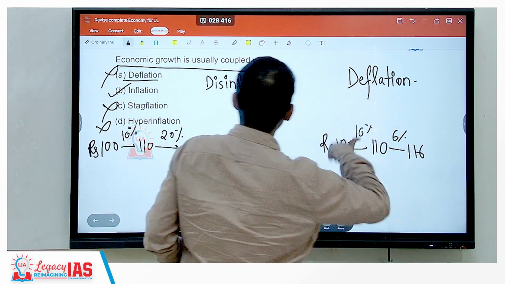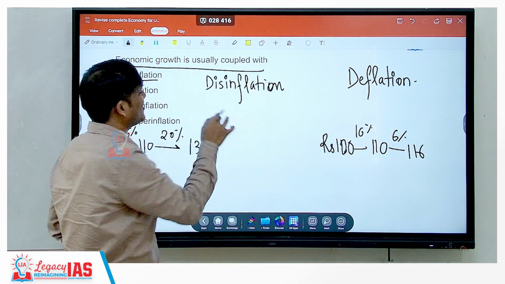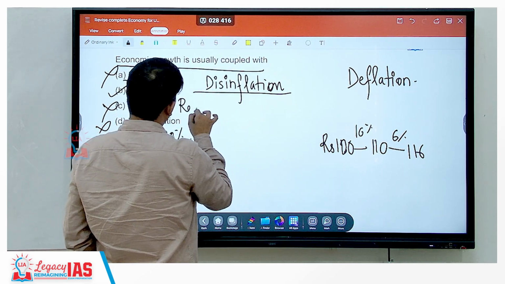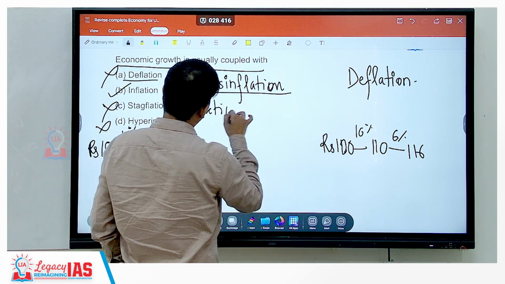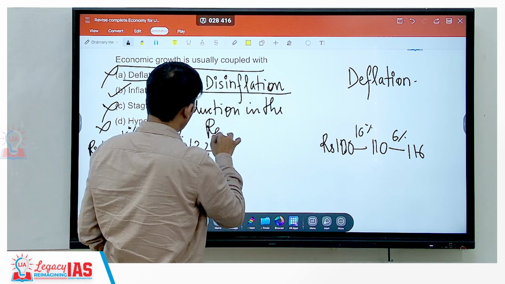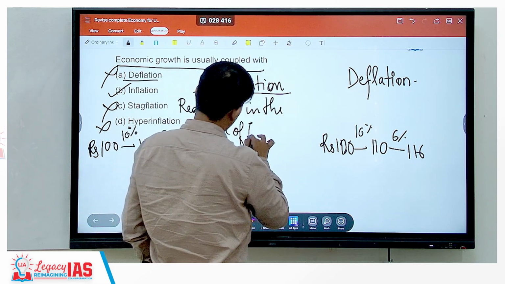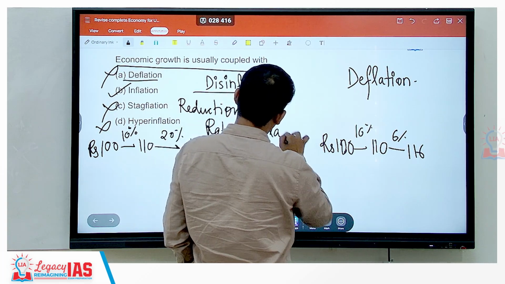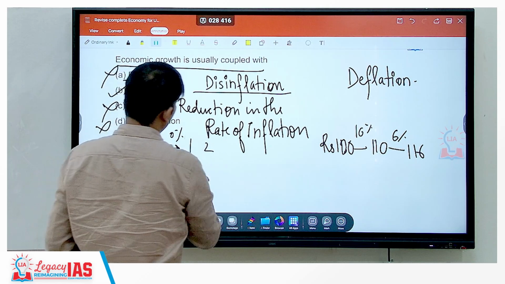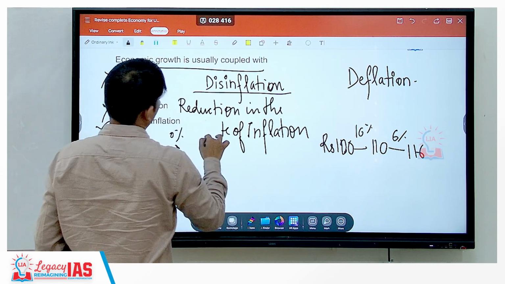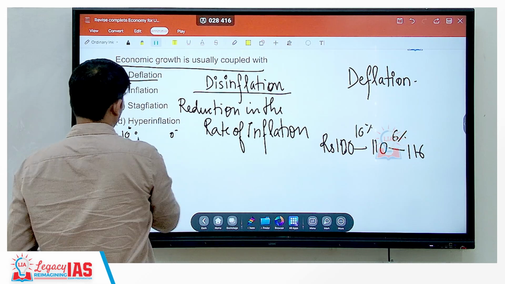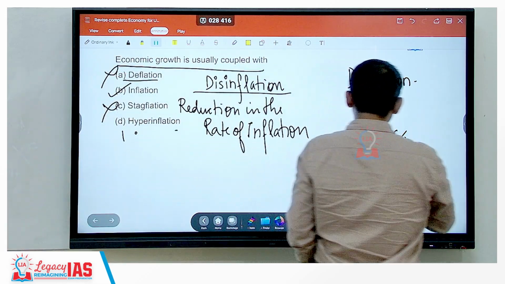So what has happened? There is still inflation, but the rate of inflation has gone down. So when the rate of inflation goes down, we say that there is disinflation. So disinflation is nothing but a reduction in the rate of inflation. So inflation is still there, but the rate at which it is increasing has gone down. So that would be your disinflation.